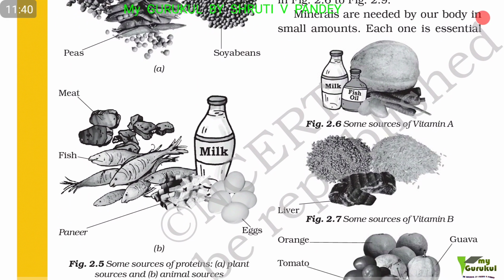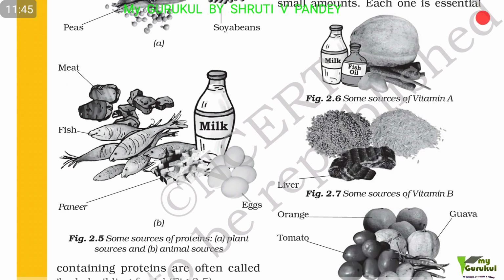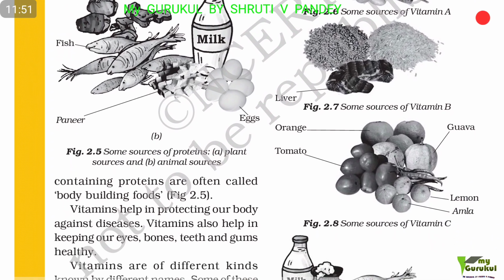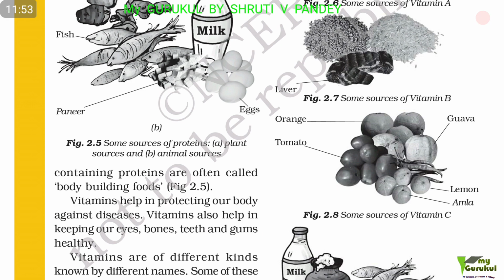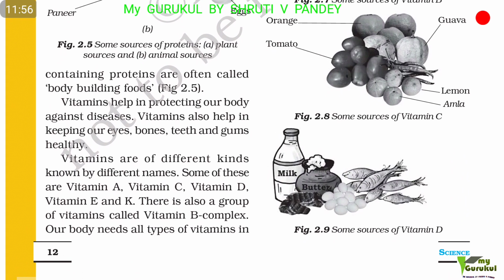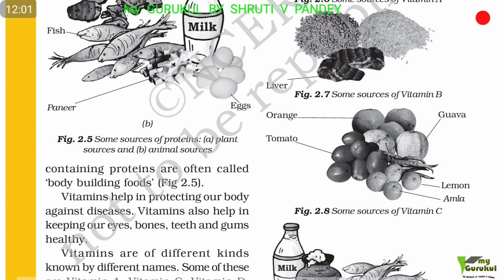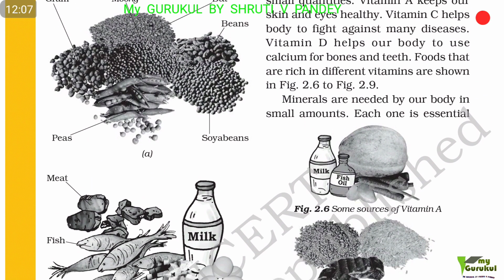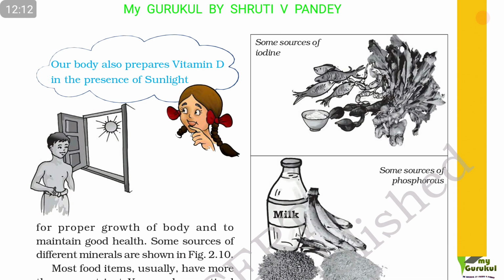So children, see here, these are the pictures which are source of vitamin A, and in this picture source of vitamin B, and the citrus fruits are source of vitamin C, and the fish, butter, milk, eggs, these are the source of vitamin D. So minerals are needed by our body in small amounts. Each one is essential for proper growth of body and to maintain good health.